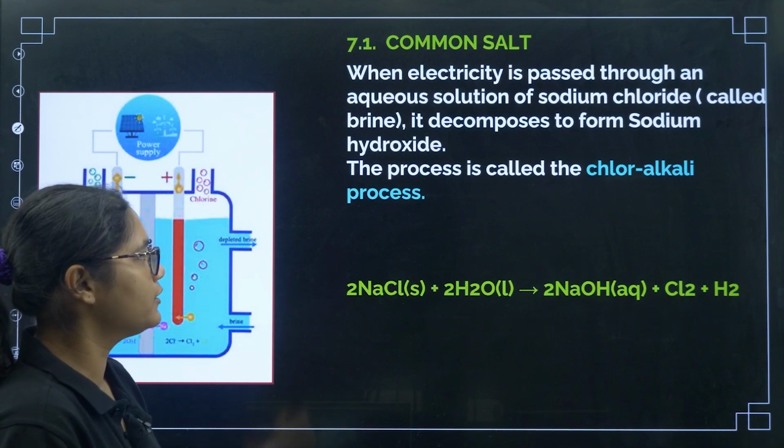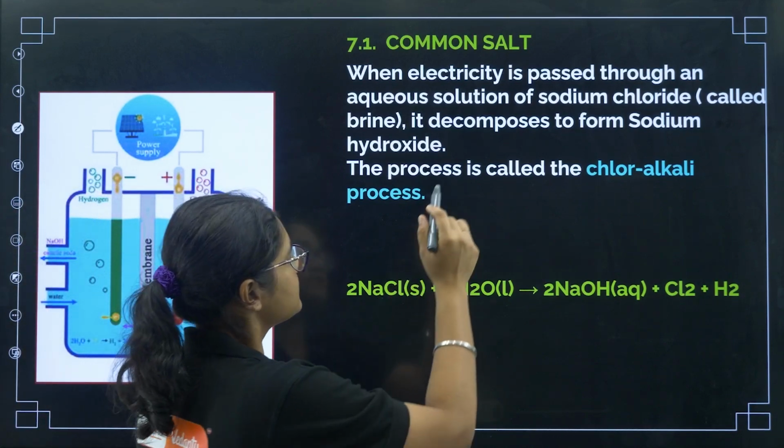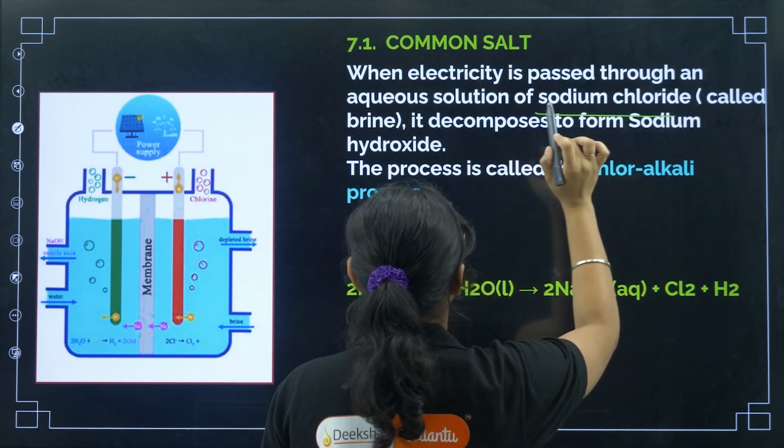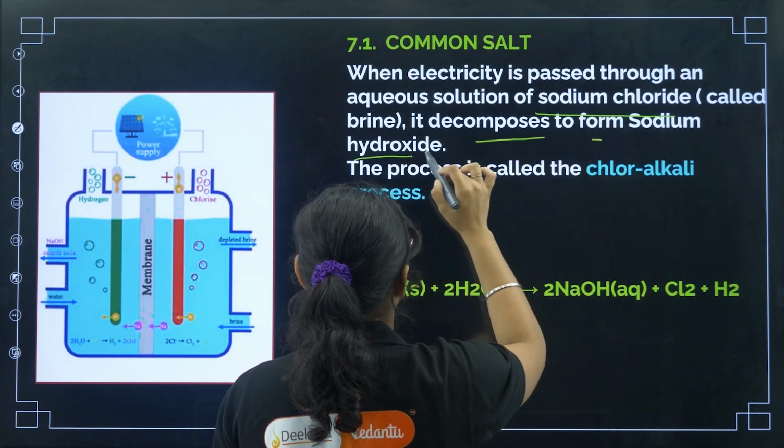First is your common salt. So how do we get common salt? See, when electricity is passed through an aqueous solution of sodium chloride, NaCl, it decomposes to form sodium hydroxide.